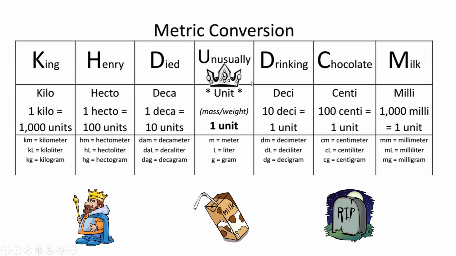So again, here we've got kilo, hecto, deca, and then our units, deci, centi, and milli. So here we've got our K for kilo, H for hecto, and then deca. I don't really have a good way to remember this, but you're just going to have to remember that deca is DA. And then we have our units, and then deci, we've got D, centi, C, milli, M.